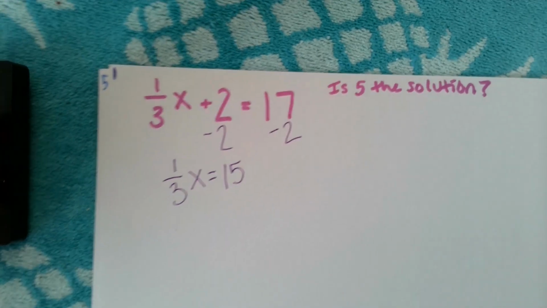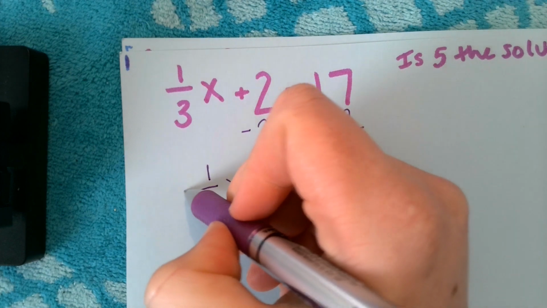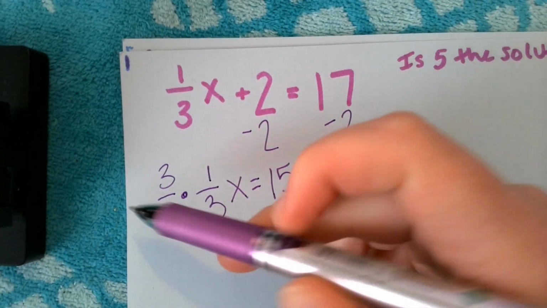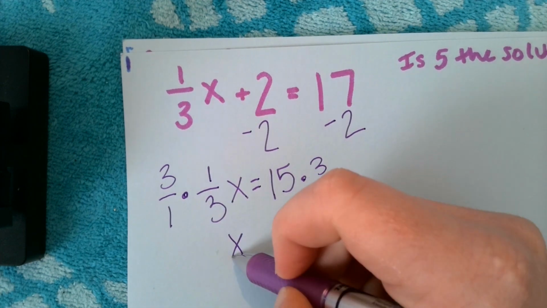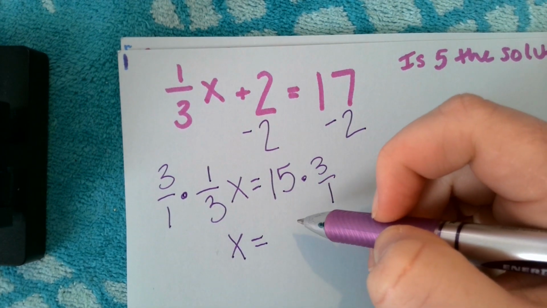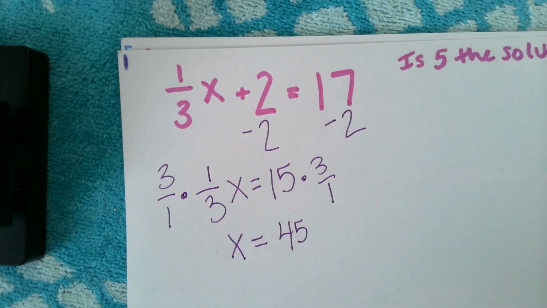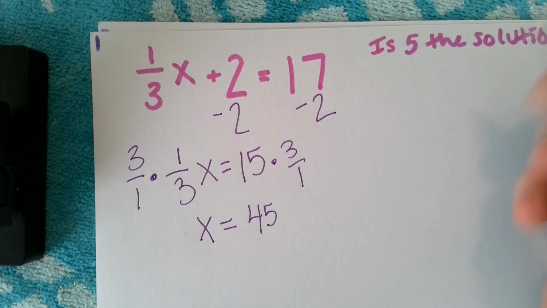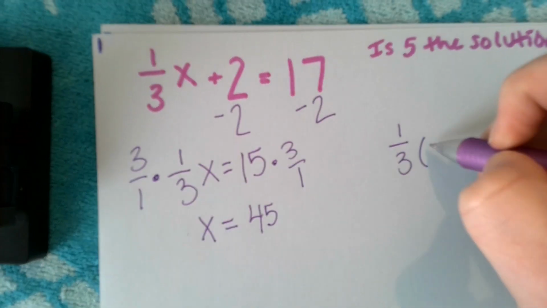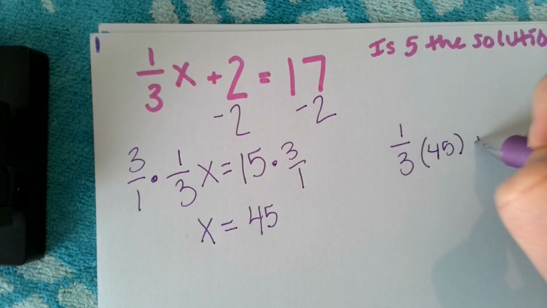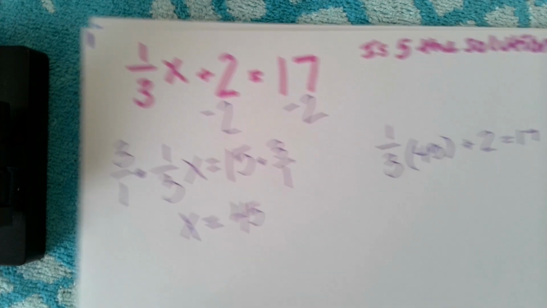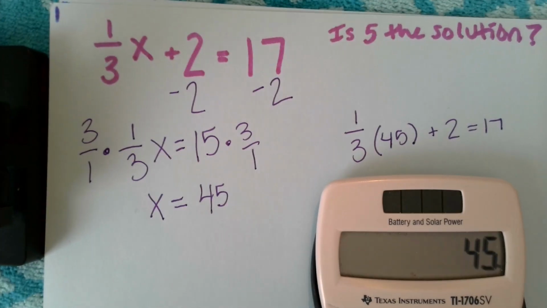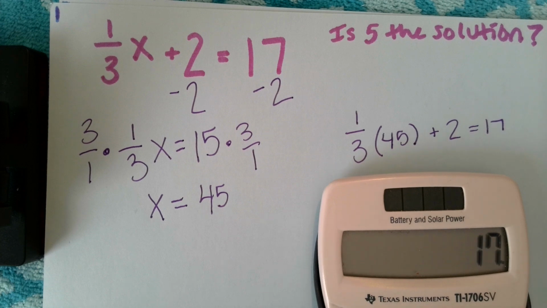How do I get rid of this 1/3? Well, I multiply by that reciprocal. Times 3 over 1 is 3 over 1. And 3 times 1/3 makes a whole, so just x equals 45. So no, 5 is not the solution, 45 is. And what I was talking about substituting is right here. So I can take my calculator. I can do 45 divided by 3. I get 15 plus 2 equals 17.